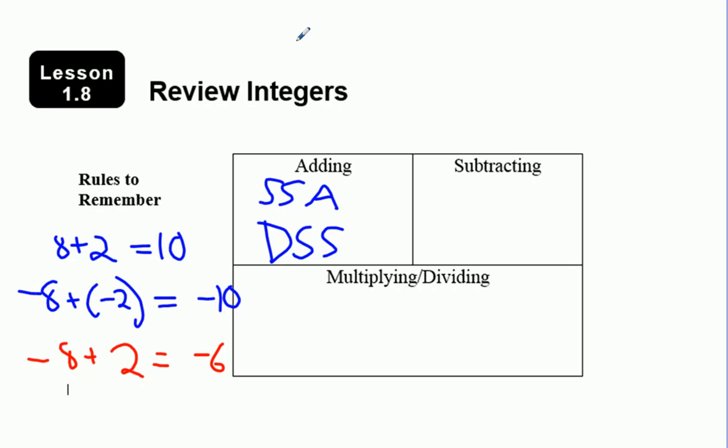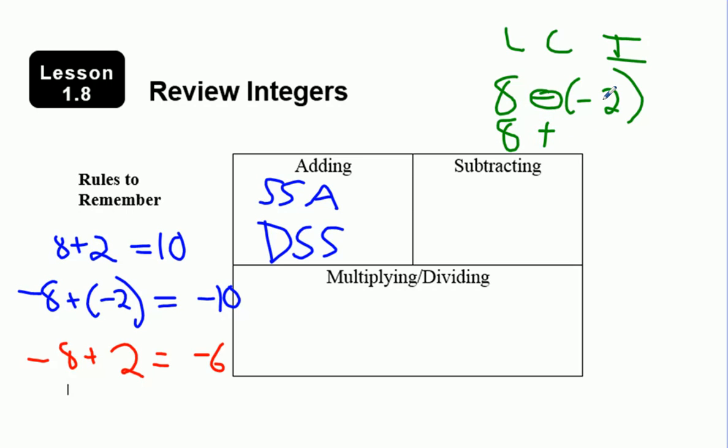Different signs subtract. When I am subtracting, what's going to happen is I'm going to leave change inverse. I'm going to rewrite this as an adding problem. Leaving 8 alone, changing this minus sign to a plus sign, and making the inverse of -2. Another word for inverse is opposite. So the opposite of -2 is +2. So my rule for subtracting is LCI. After I leave change inverse, it's an adding problem, and then I follow my adding rules.